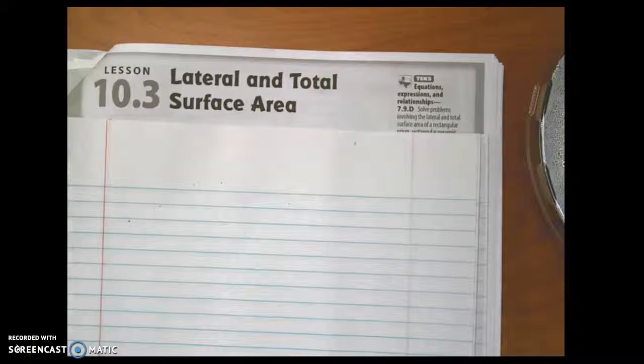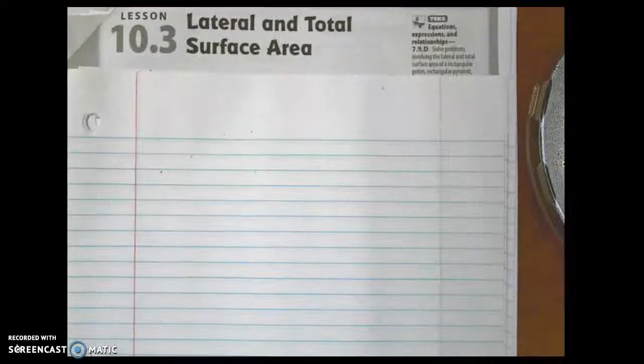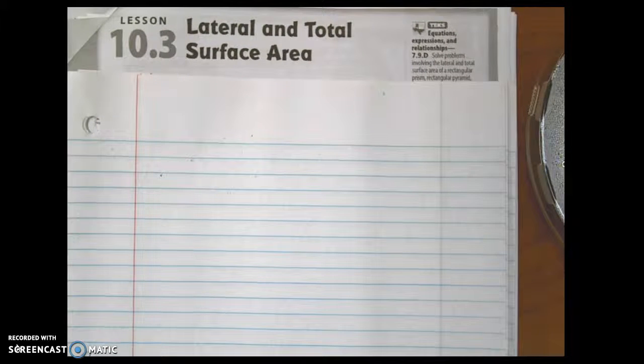On your notes for lateral and total surface area, what were some of the things that we wrote down in those notes last week? The lateral faces of a prism are rectangles. Cool. What else? The lateral area is the area of all faces except for the bases. So the total surface area is? Lateral area.